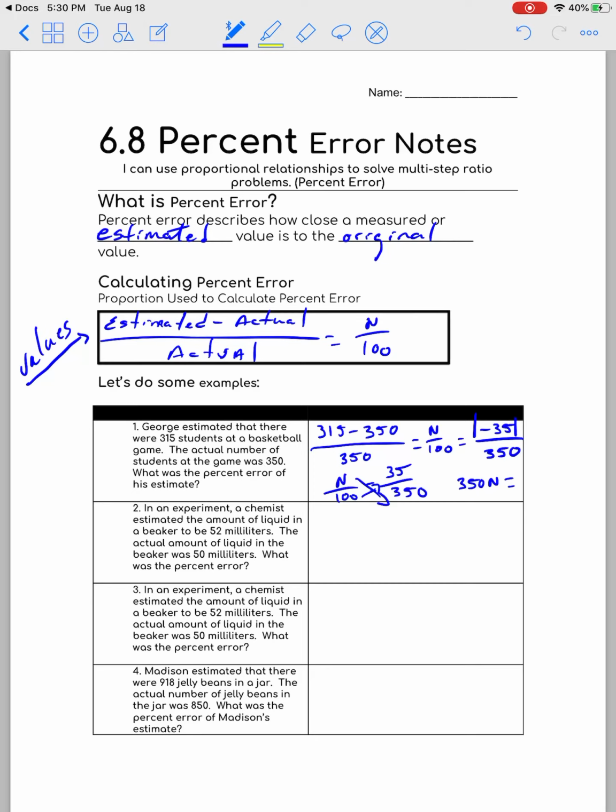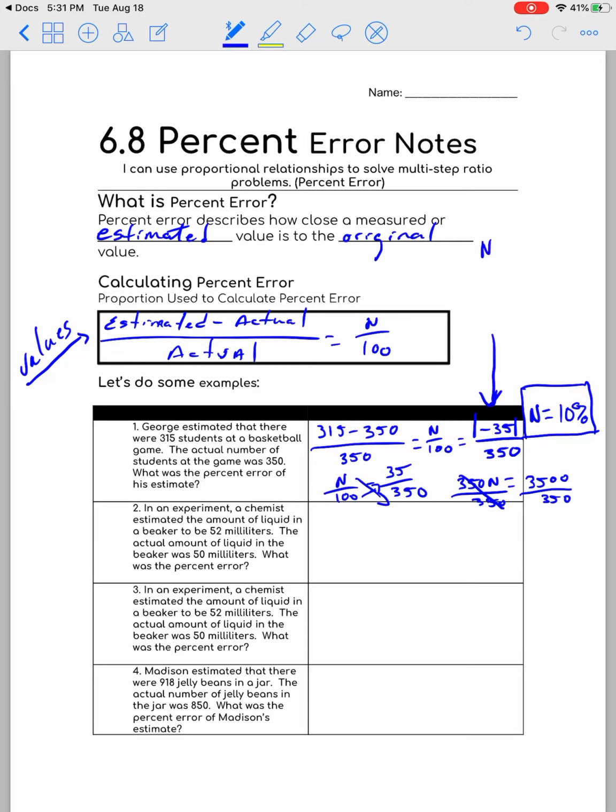Okay? Now you cross multiply and divide. You have 350n is equal to 100 times 35, and that's going to be 3,500. Now, you simply divide by 350, and n will equal 10. So you have a 10% error in guesstimation, or in guessing.